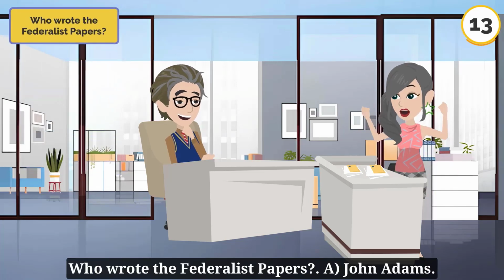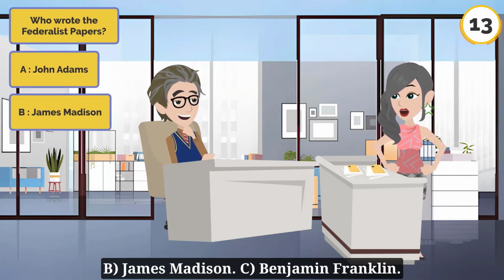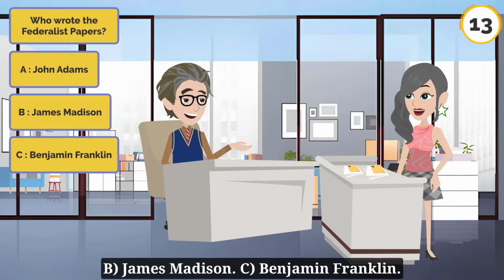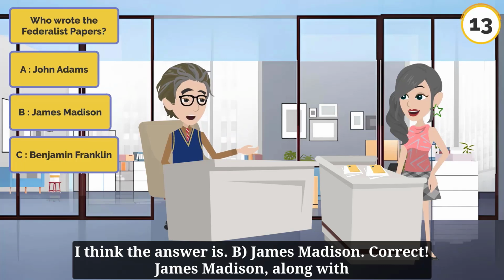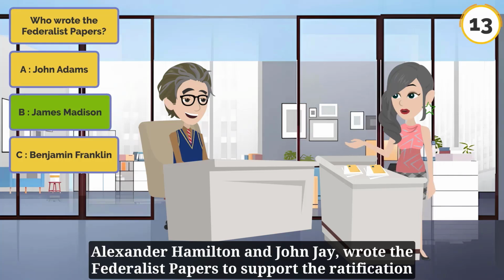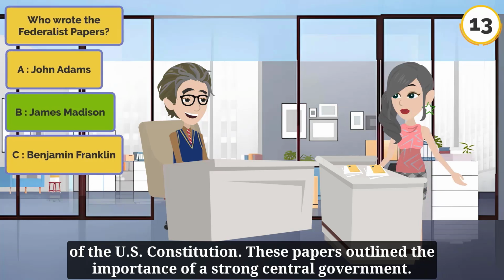Question 13. Who wrote the Federalist Papers? A. John Adams. B. James Madison. C. Benjamin Franklin. I think the answer is B, James Madison. Correct. James Madison, along with Alexander Hamilton and John Jay, wrote the Federalist Papers to support the ratification of the U.S. Constitution. These papers outline the importance of a strong central government.